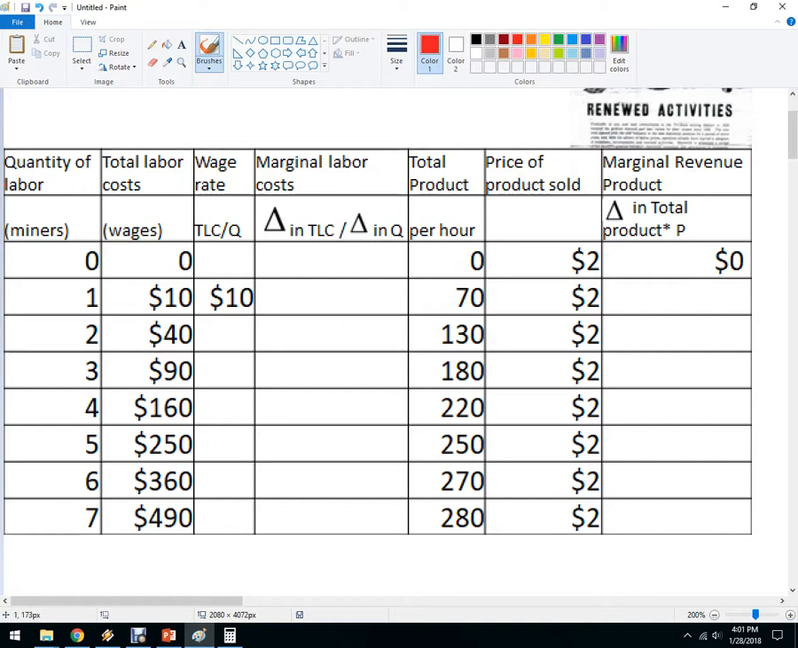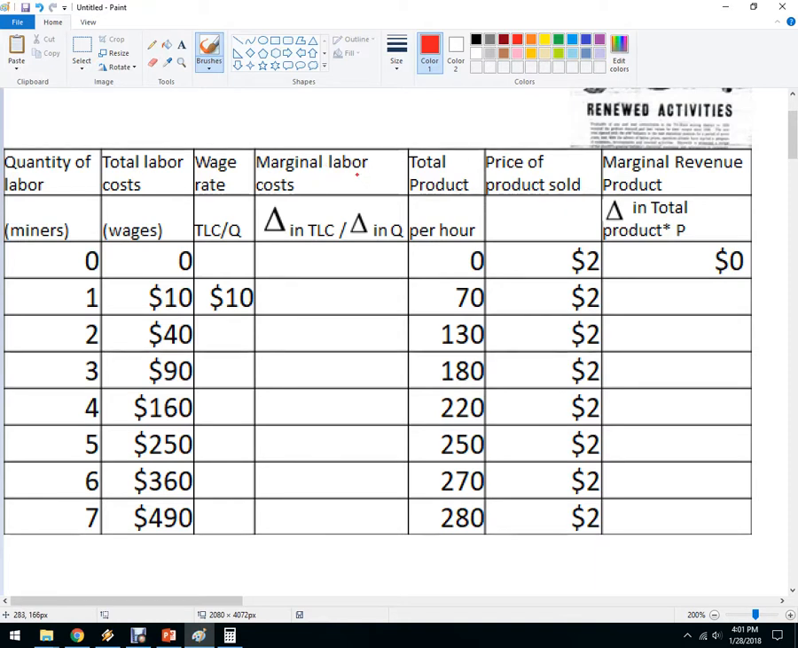So here we've got quantity, how many laborers or how many miners are going to be there. What are the total costs to the firm? This is what the firm cares about. How much do I have to pay them? And in this example, this is a non-competitive labor market, so in order to get more workers to show up, I'm going to have to pay them more. And this is unlike some of the perfectly competitive models that we've done, so this is a monopsony.